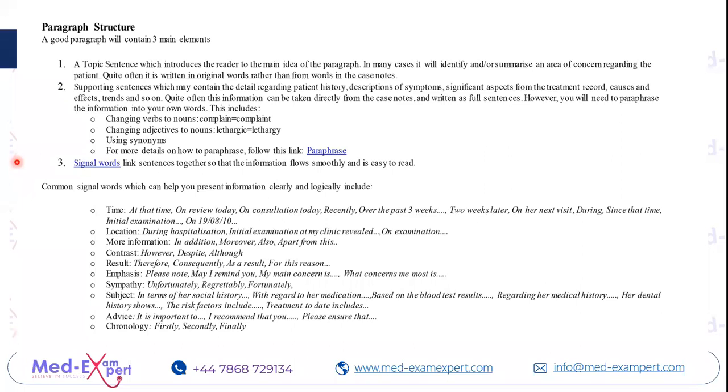Now the structure of the paragraphs. First of all, a topic sentence, which will introduce the reader to the main idea of the paragraph. That means what you are writing in your introduction, the reader will understand that this is the basic thing which I'm going to follow through the whole letter. Like this is the diagnosis, that diagnosis or the major complaint will be immediately clear for the reader. That is why it should be very clearly mentioned in the introduction part. RE means referring, like you are referring that patient, regarding that patient you're writing. Okay, so you have to write the name and age of the patient over there.